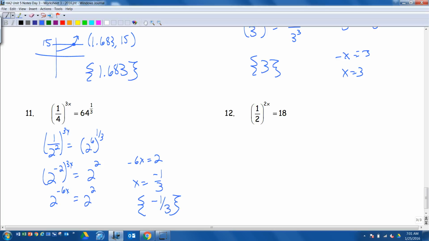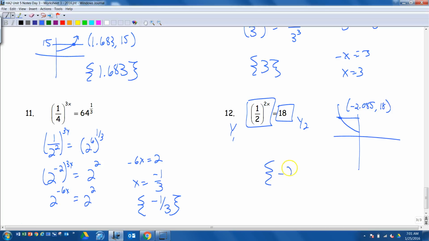Finally, number 12. The number 18 we cannot break down, so we have to use our calculator. And when you do that, you graph it, and this is a decay, so it looks more like that. 18. So you get negative 2.085 comma 18. So the answer is negative 2.085.